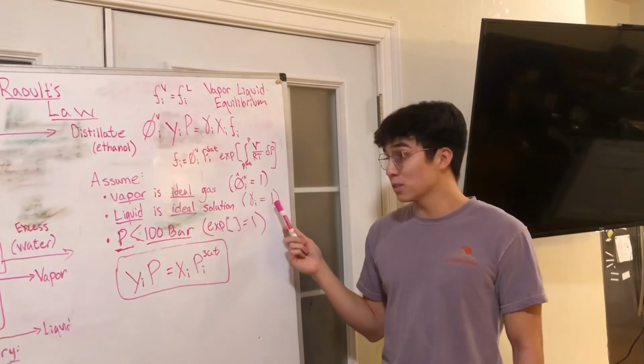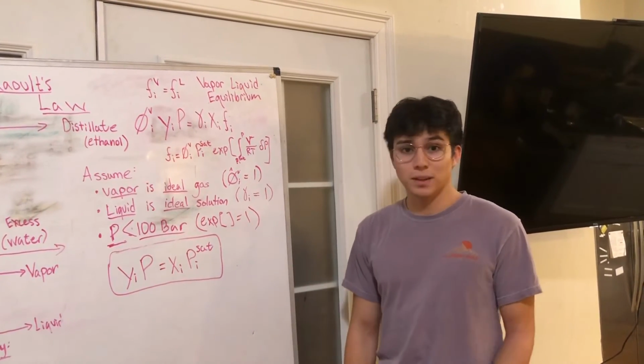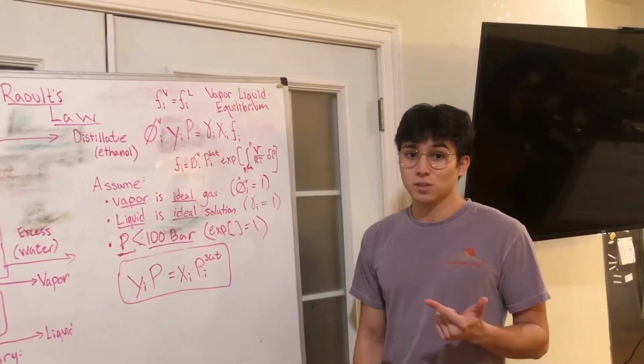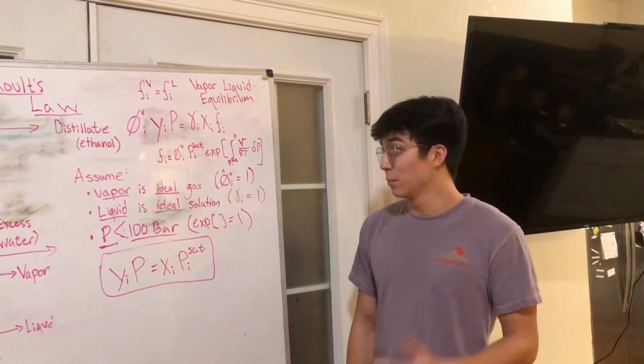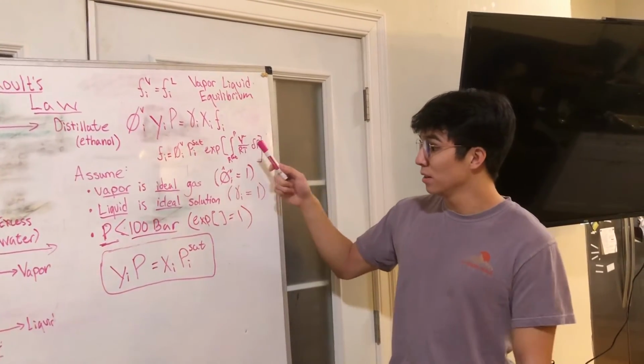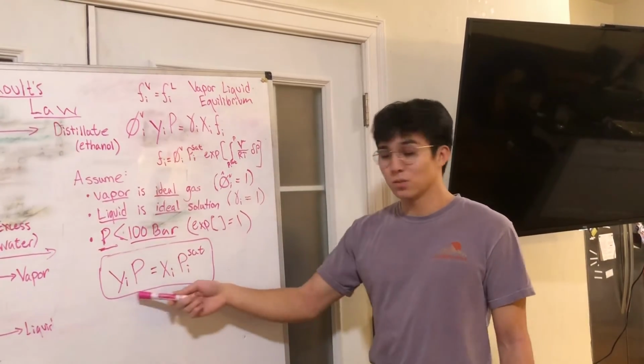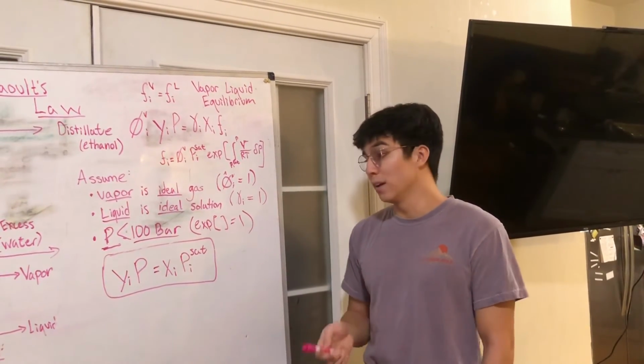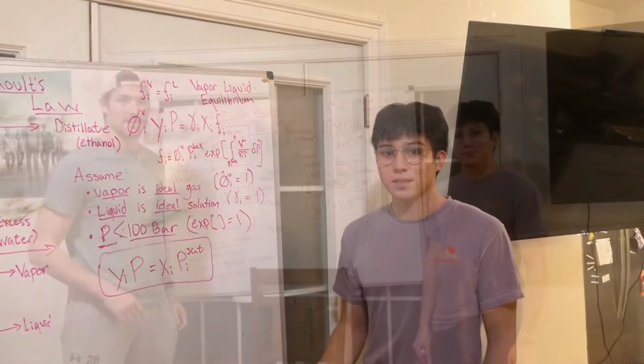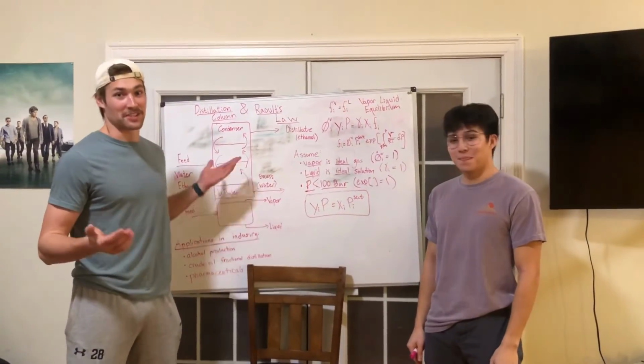Now, if we assume a few things, such as the vapor being an ideal gas, the liquid being an ideal solution, and a low pressure of the system, we can eliminate some of these terms to give us this equation, which is Raoult's Law. And we can use that to determine the compositions of both of the phases. Now you know all about distillation columns.